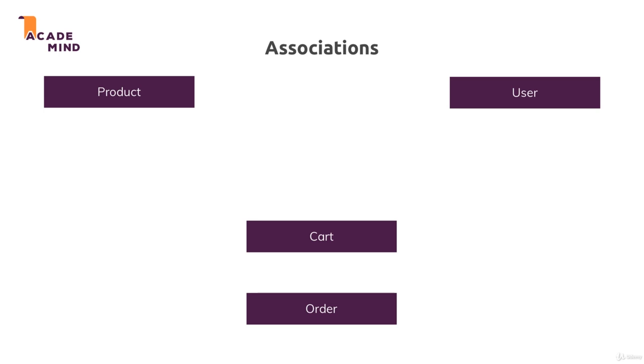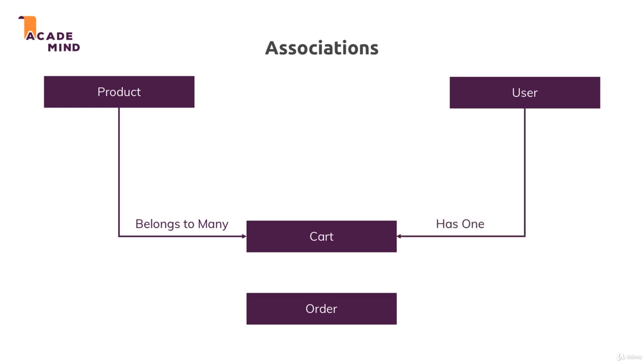product would probably belong to many cards because our users will have cards, therefore we have multiple users, multiple cards, and therefore a product can belong to many cards because, of course, different users can add the same product to their cards. Each user only has one card though, so this is how we could relate that.